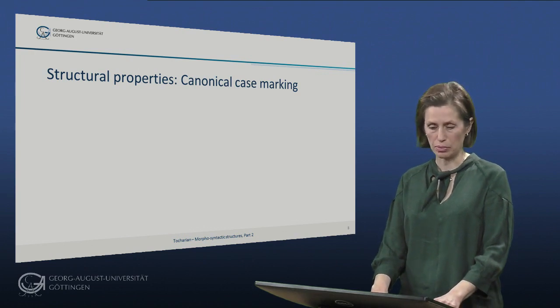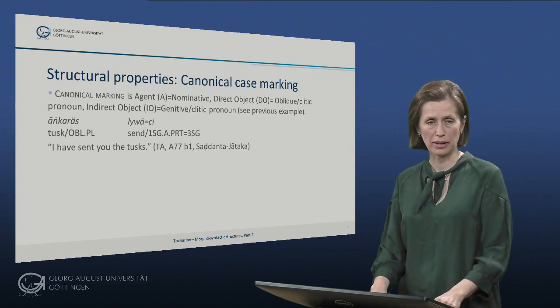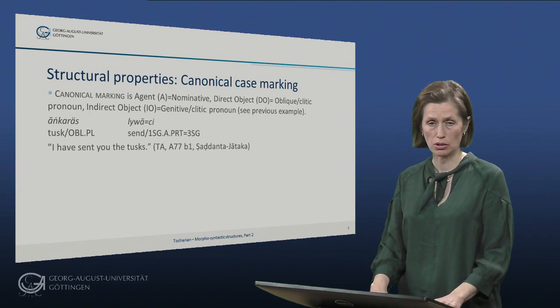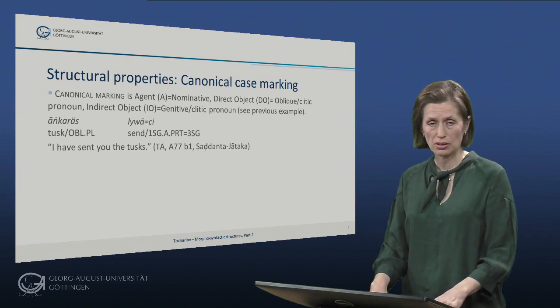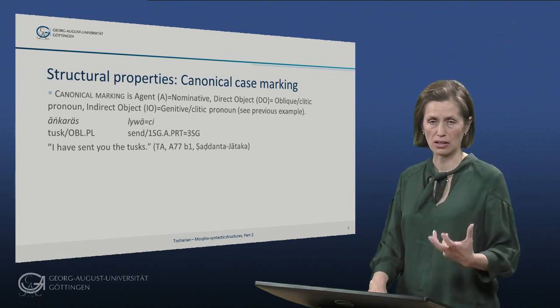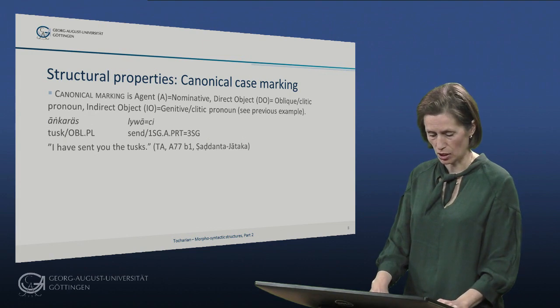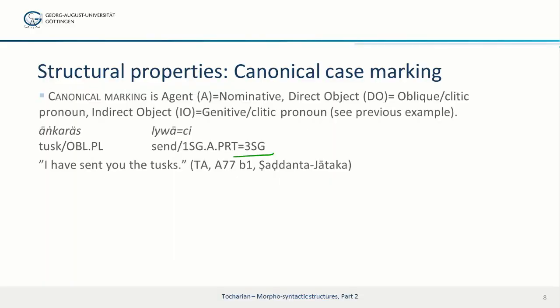Now we'll look basically at the canonical case marking. The A, the agent, is marked by a nominative. The direct object is marked by the oblique or by a clitic. And the indirect object is marked by a genitive or by a clitic. So in constructions, we may have both, like a genitive as well as a clitic. And we have an example here from the Shadanta Jataka: I have sent you the tasks. So you see here that the indirect object is marked by a clitic.